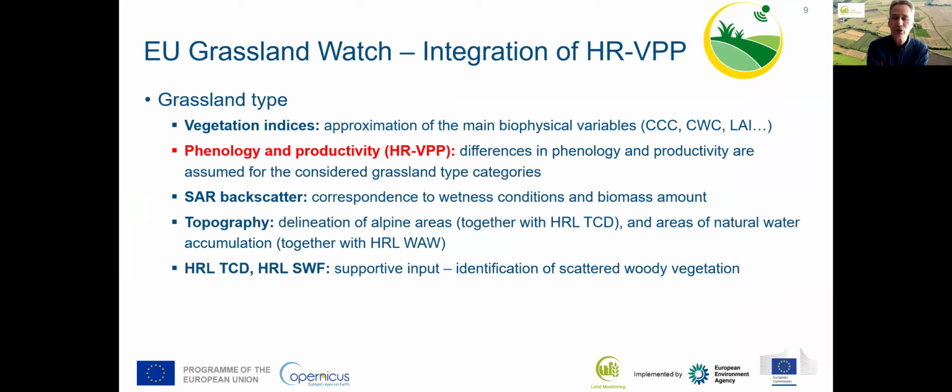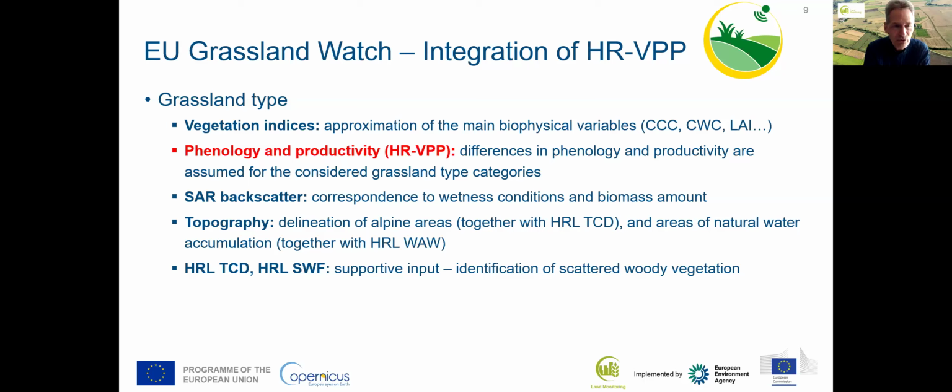So how are we going to use the HR-VPP data set in this context? As I said, in the first place we use it for the grassland type, where among others, the HR-VPP helps us to differentiate differences in the phenology and productivity, which are typical for the different grassland type categories. So we get a first differentiation here.